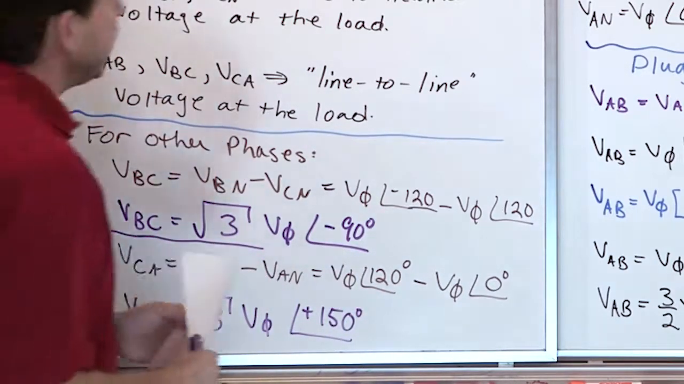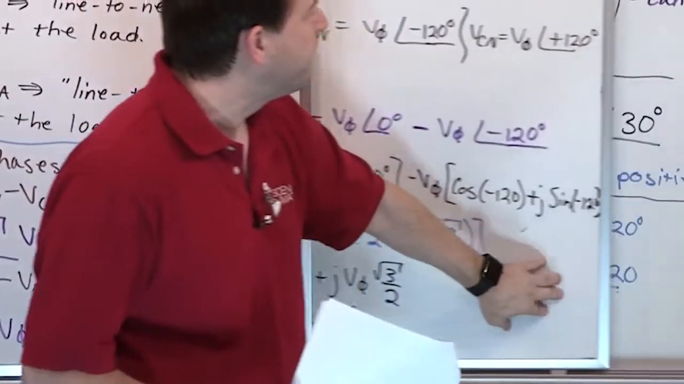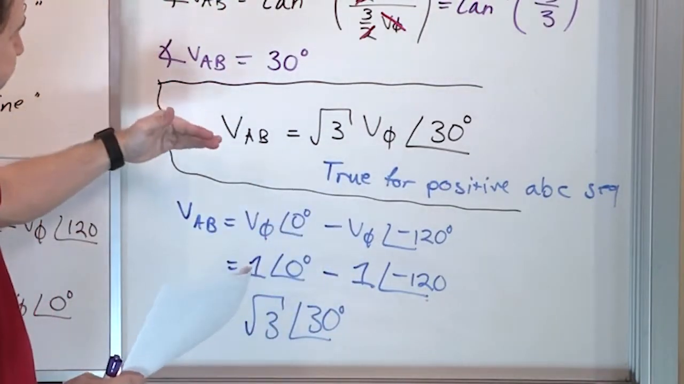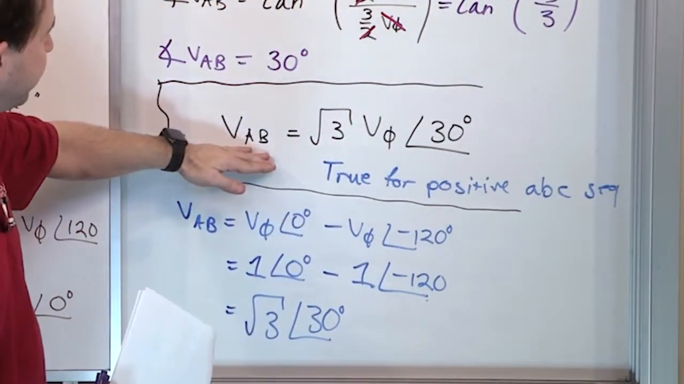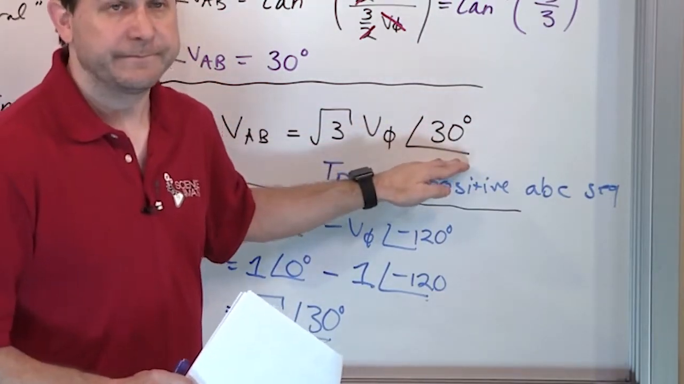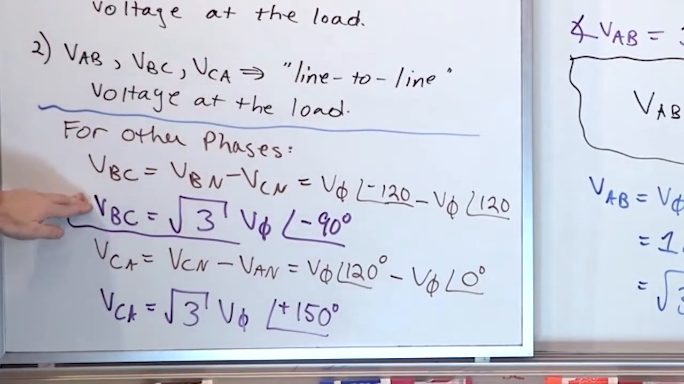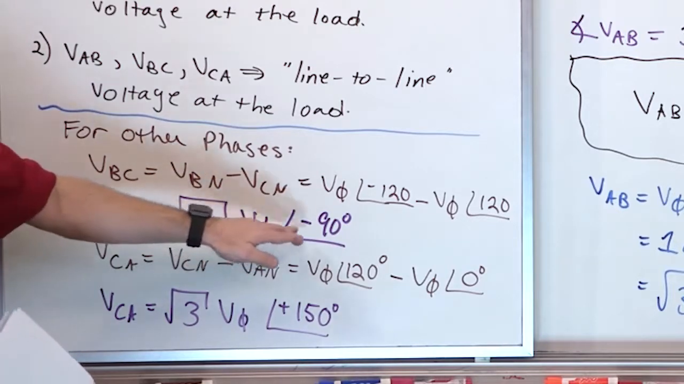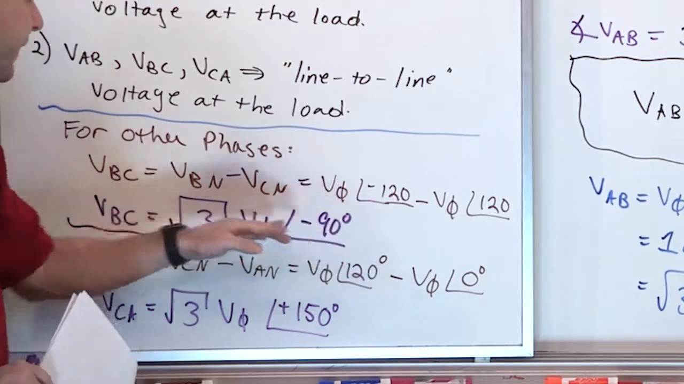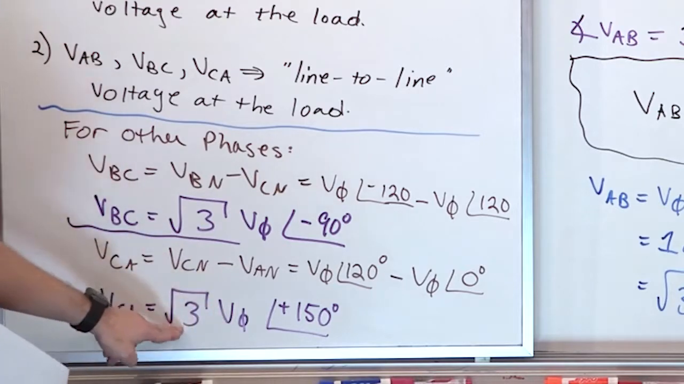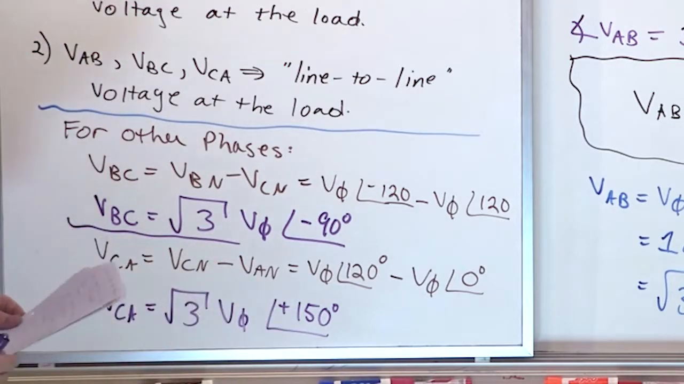So what this is saying, and I'm going to summarize it in a chart, but what this is saying is, take a deep breath with me, okay? For the A phase, the line-to-line voltage is equal to square root of 3 times the line-to-neutral voltage shifted by 30 degrees. For the B phase, its line-to-line voltage is the same square root of 3 times the line-to-neutral voltage, but it's shifted by negative 90 compared to its line-to-neutral voltage. In the C phase, you take the line to neutral voltage times square root of 3, but you shift it by positive 150.